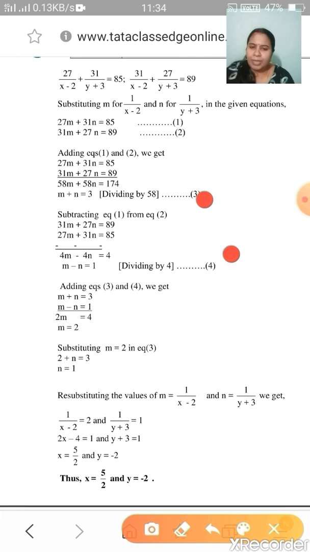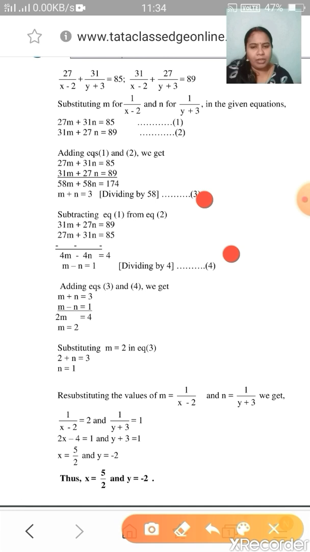Now cross multiplying it, 2 into x is 2x, 2 into 2 is 4. So we get 2x minus 4 is equal to 1. So x is equal to, shift that minus 4 to the right hand side, it becomes plus. So x is equal to 5 upon 2.